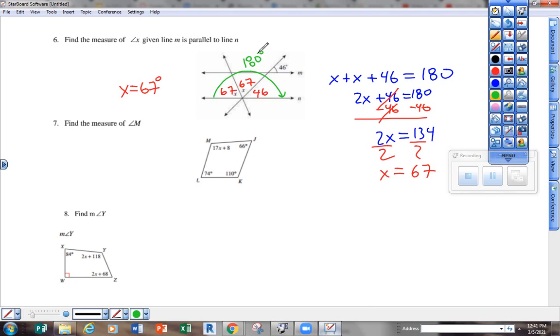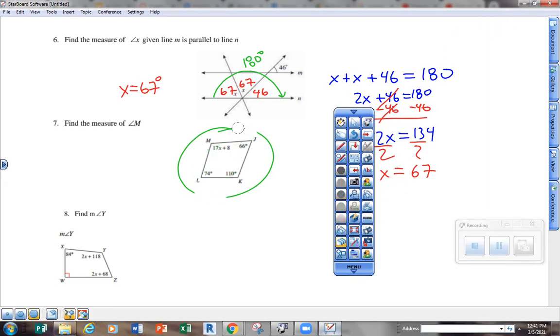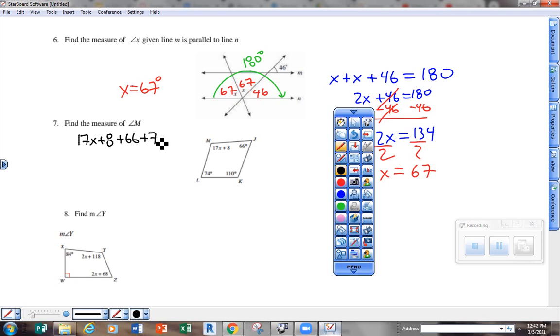For a square, it's a little different. For a square, all four angles don't add up to be 180, which is a triangle, half a square. For a square, all four angles add up to be 360. So for this one, you don't set it equal to 180. You add these up and you set that equal to 360. So I got 17x plus 8. I got that 66 given. I got that 74 given. And I got that 110 given. And I set that equal to the magic square number. All four angles of a square add up to be 360.